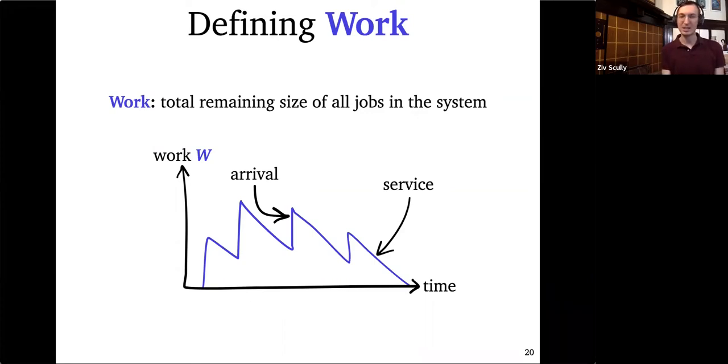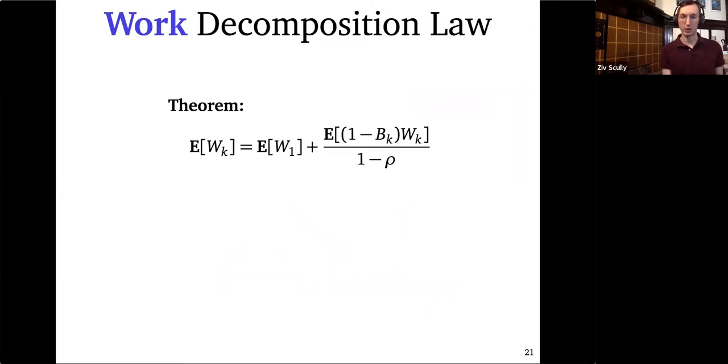Now note that if jobs have unknown sizes, we don't necessarily know the amount of work left in the system, but it's still some quantity that exists, even if we don't know it as the scheduler. So that's what work is. And our bound relating k server work to single server work is actually an inequality that we call the work decomposition law.